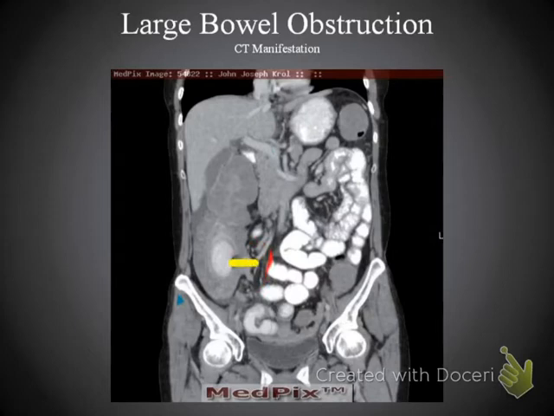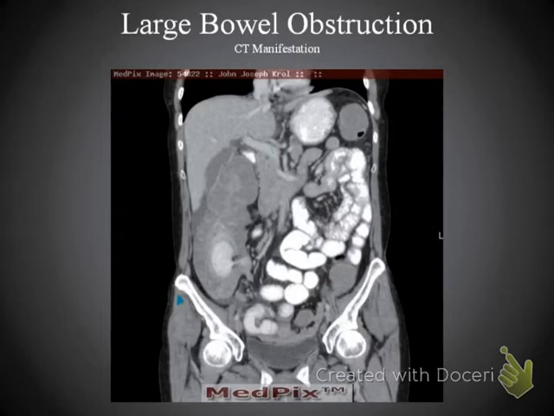And based on the location, we probably are going to presume that this is the ileocecal valve, where we're crossing over from the ileum to the cecum, because it looks like we do have maybe the appendix in this area too.